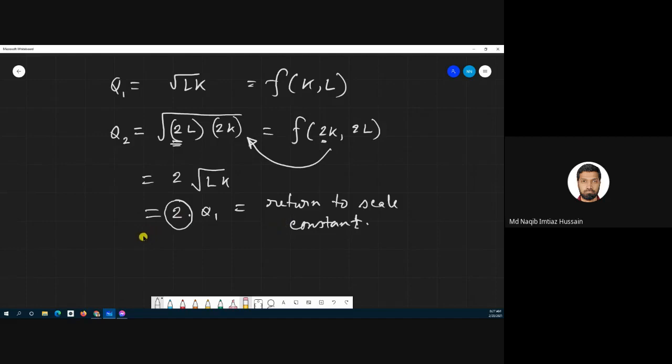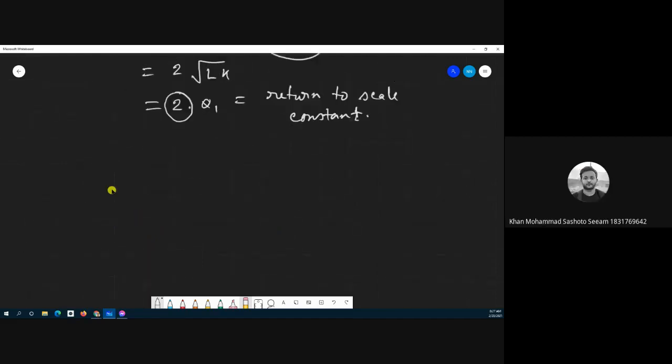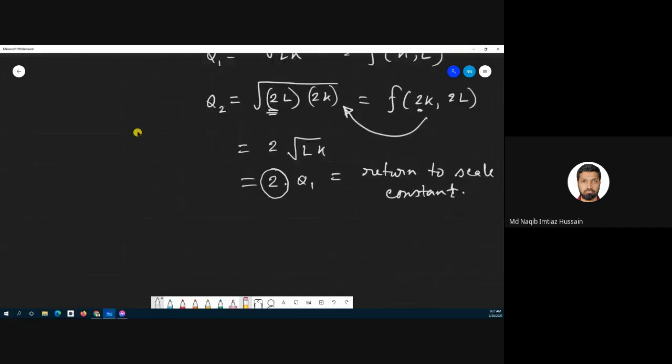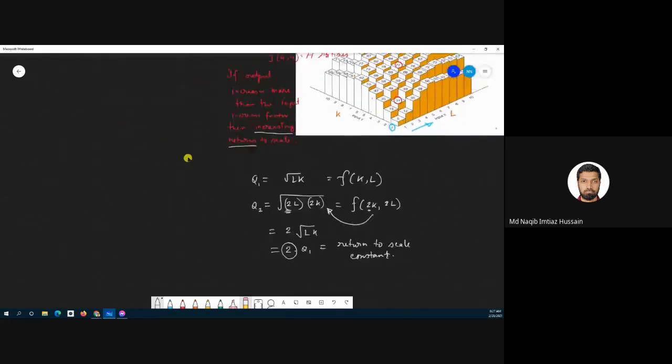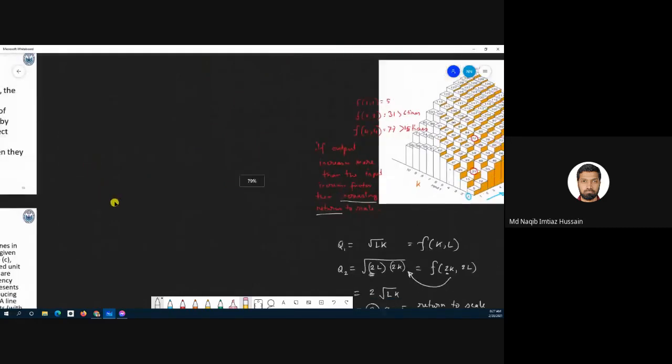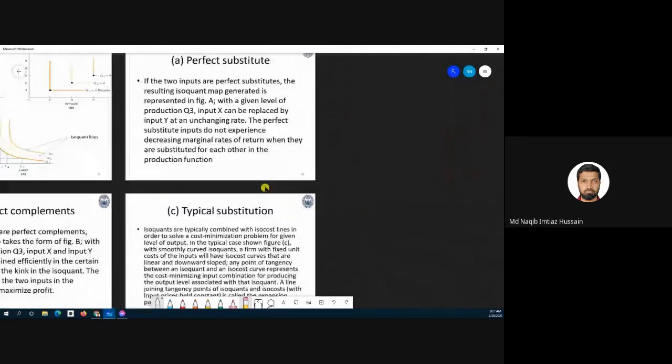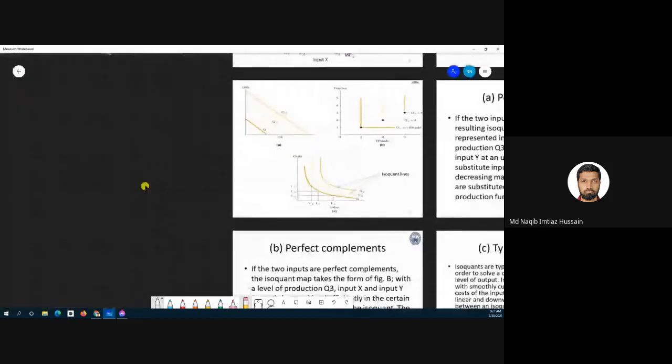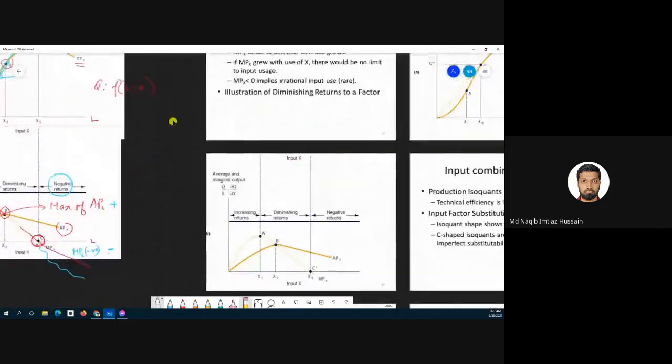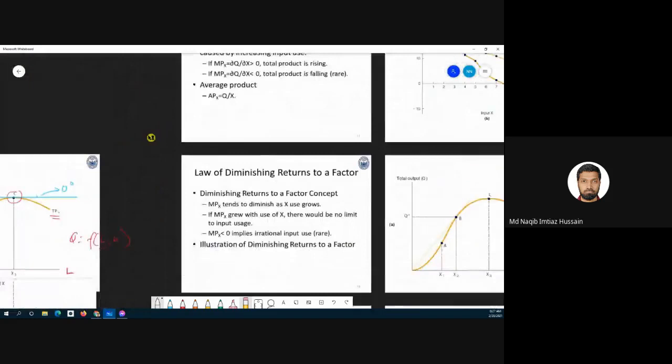Sir, if one input increases more and another increases less, what will happen? No, that is not how you measure the returns to scale, right? The definition of checking the effect of returns to scale is that you scale up both of the inputs. Okay? It is a definition. That is the definition of this observation.